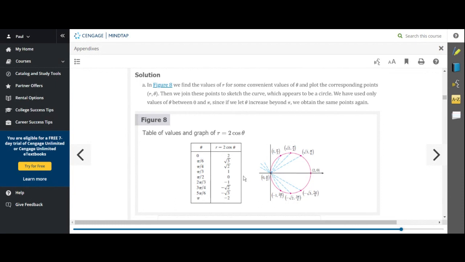Are we okay with the first 5 polar coordinates, how to plot them? Are we okay with that?